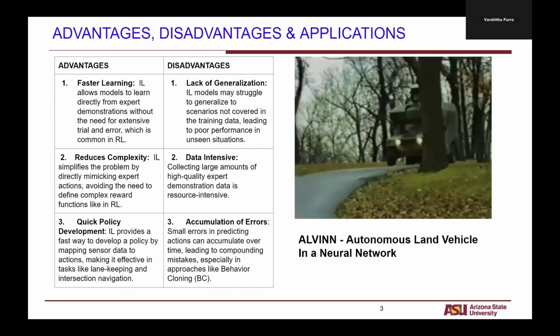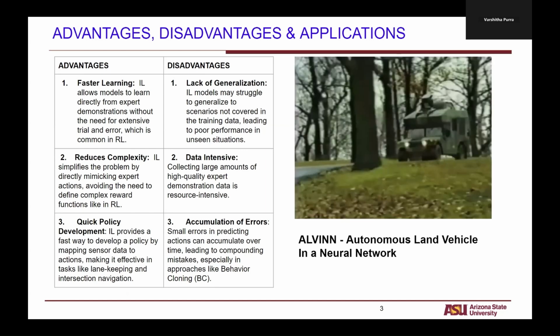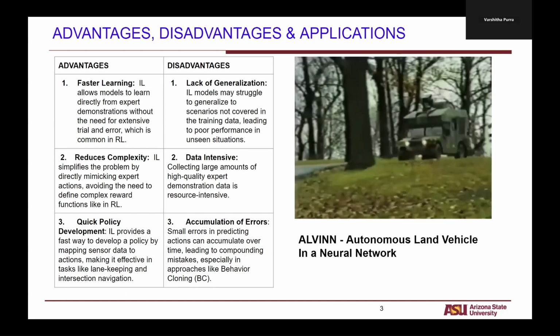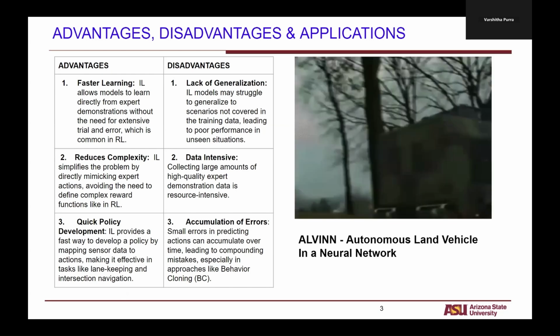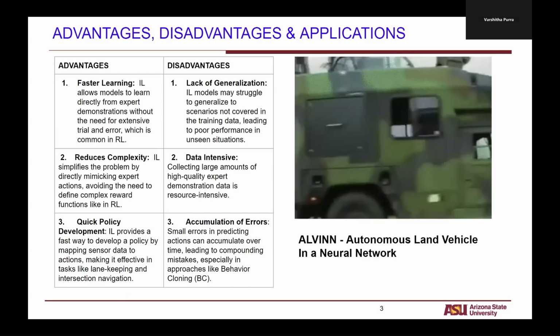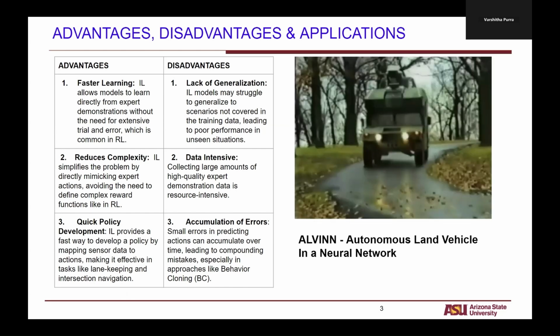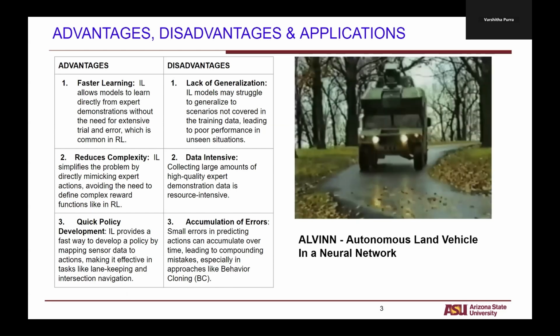The easiest advantage to notice is that imitation learning is much faster than reinforcement learning as it does not require multiple trial and error methods. It also reduces the complexity of the problem because it's just directly mimicking an expert action and does not need a reward function or to optimize a reward function as done in reinforcement learning.